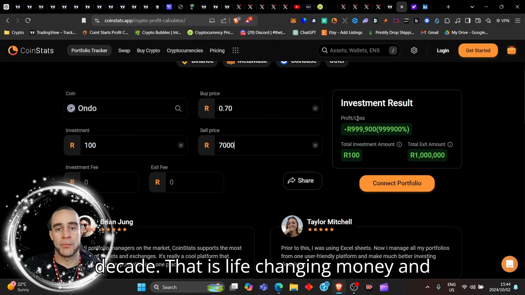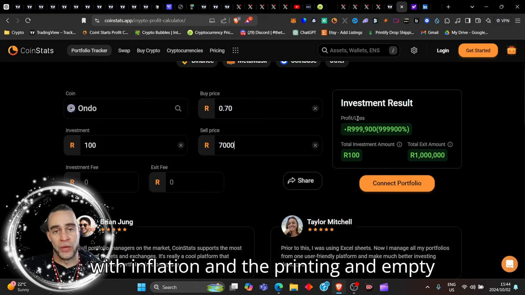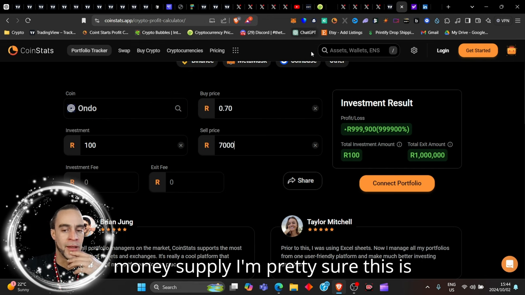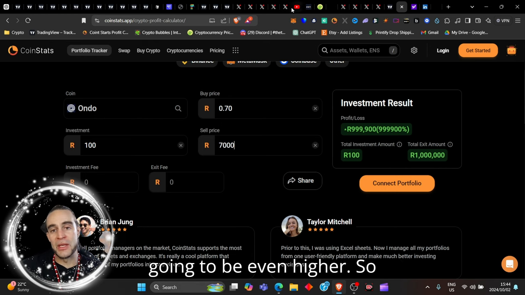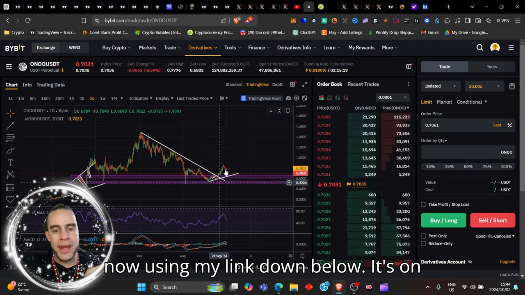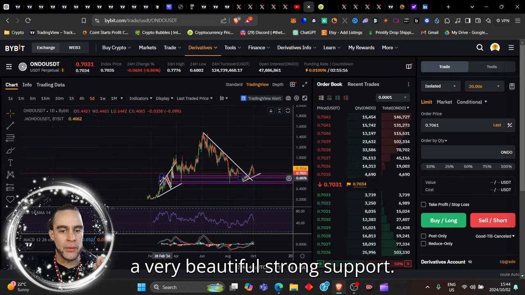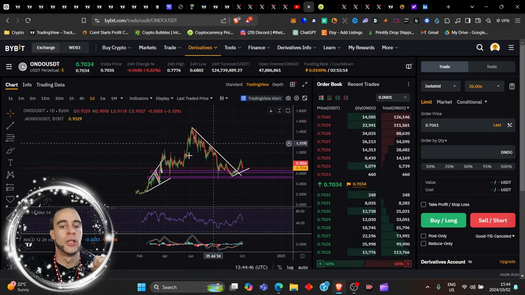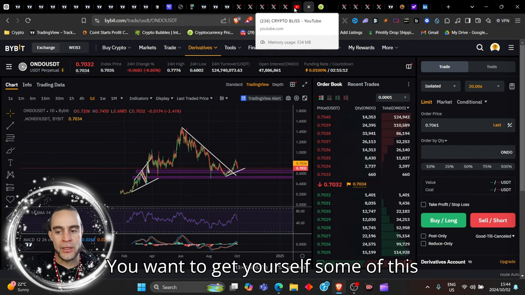That is life-changing money. And with inflation and the printing and expanding money supply, I'm pretty sure this is going to be even higher. So hope you've enjoyed that. Buy it now using my link down below. It's on a very beautiful, strong support level. Okay. You want to get yourself some of this asset.